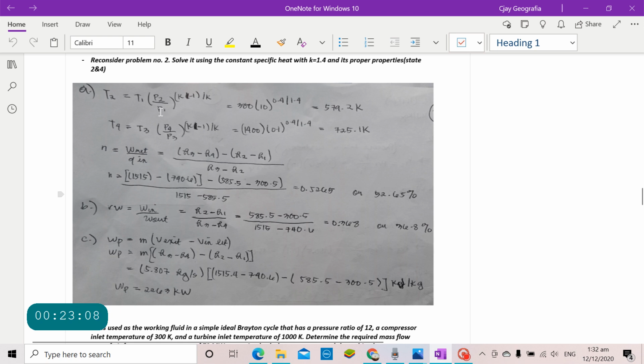Also use the formula for finding T4, the temperature. So you will now use the n. You will need the same as in the other problems. You will manipulate and you will get the answer of 52.65%.